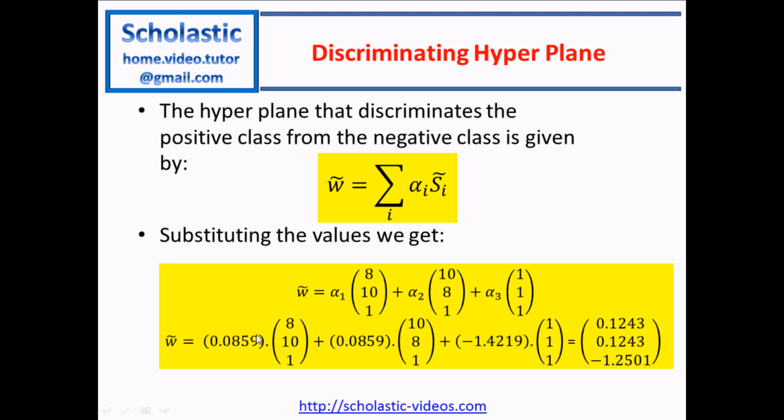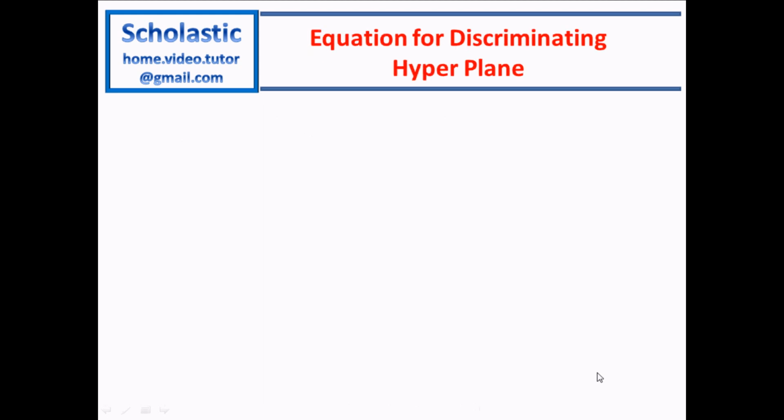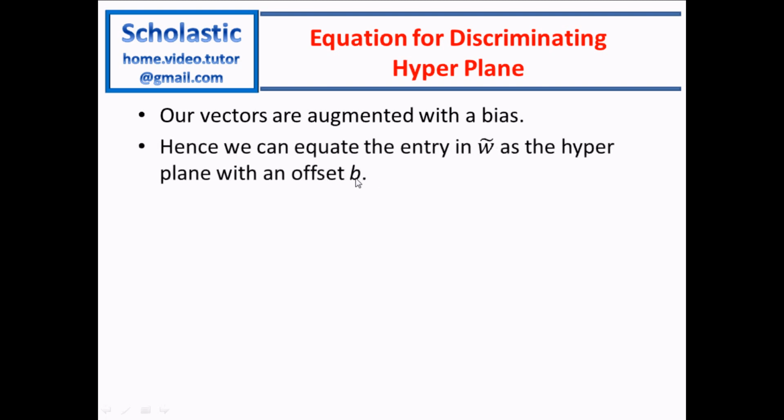Then substitute the values of alpha 1, alpha 2, alpha 3, and multiply: 0.0859 times 8 plus 0.0859 times 10 minus 1.429 times 1. You get this number, so we get these 3 numbers now. What we need to know is how these 3 numbers of W are represented graphically. Before we see it in graphical form, we need to find the equation of this line. We saw that the vectors are augmented with a bias, and the bias is the offset, or b.